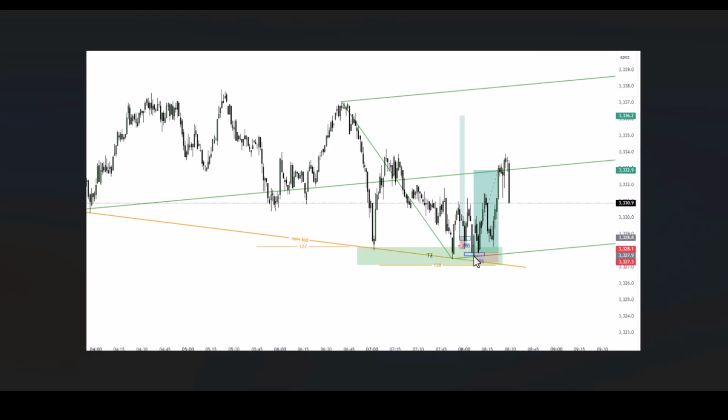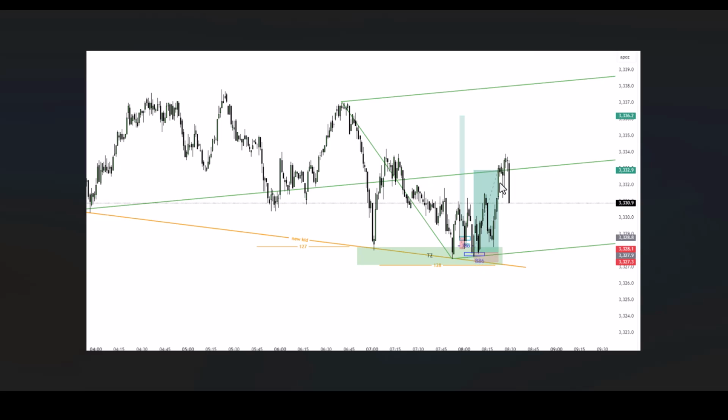Now, what's a good reason to get long there? Number one, it's a test. Number two, it's an 886. Number three, it's a new kid setup, right? Pretty cool, huh? And then what's the next thing you look for? You look for decent risk reward.